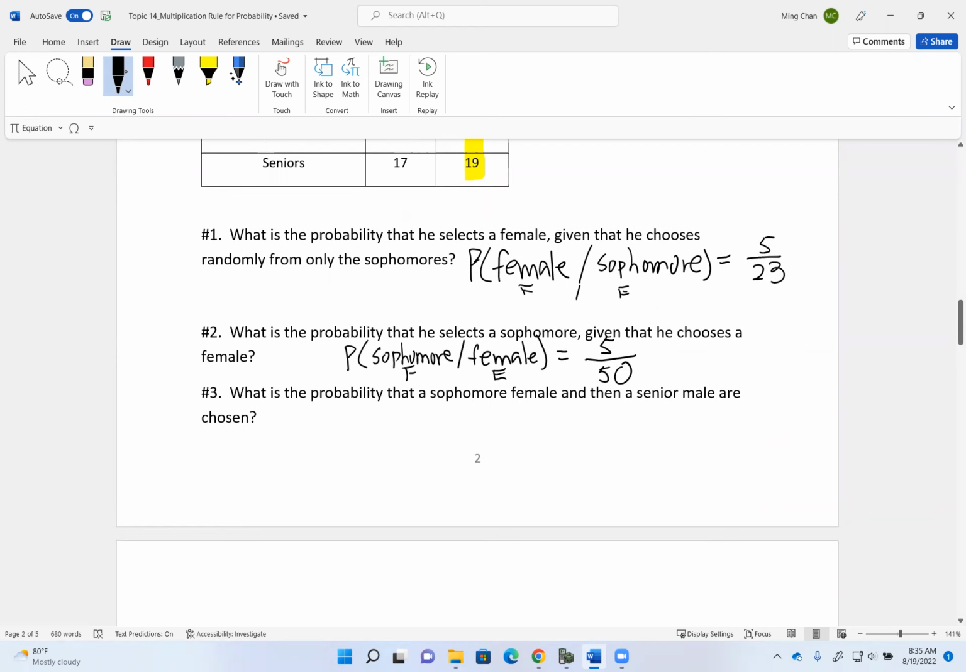All right, let's try another one. Number 3: what's the probability that a sophomore female and then a senior male are chosen? So that's 2 different events here. So this is a probability of sophomore female.